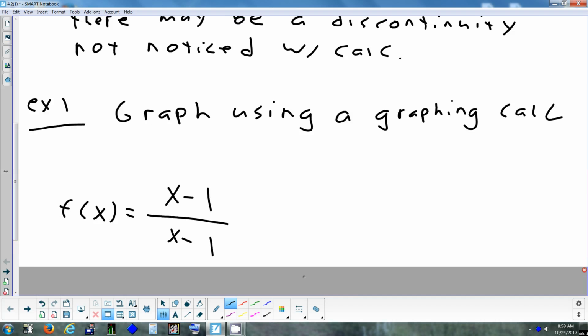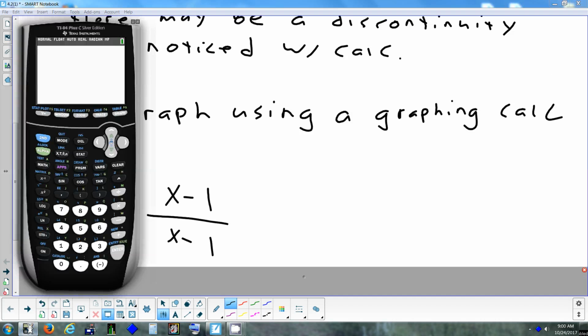All right, so let's graph that. And what value is not in the domain in this one? Sam? 1. Now, would you expect to see a vertical asymptote at 1, or would you expect a hole at 1? What do you think is going to happen with this one? A hole. How come? Because it's the same in both the numerator and the denominator. Yeah, you have a common factor in the top and in the bottom.